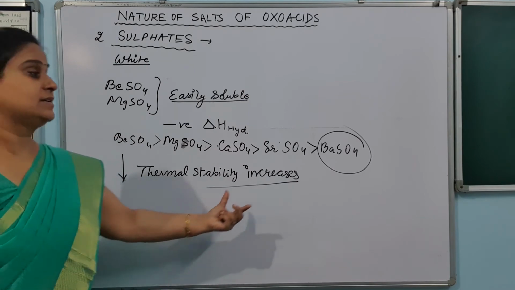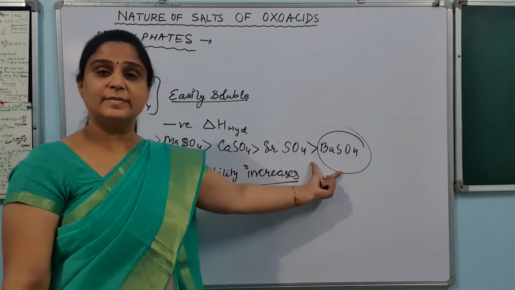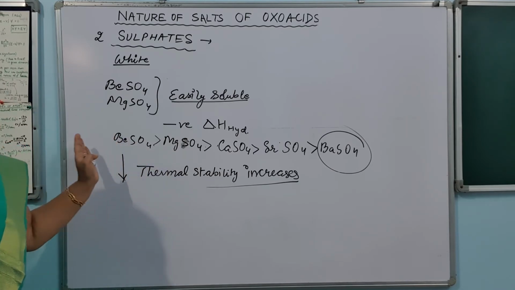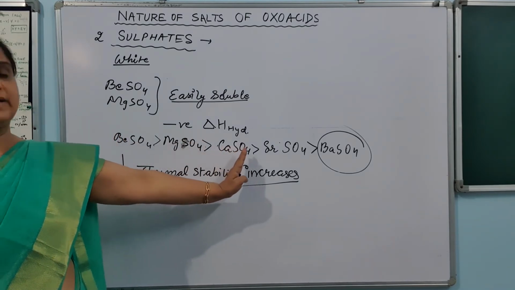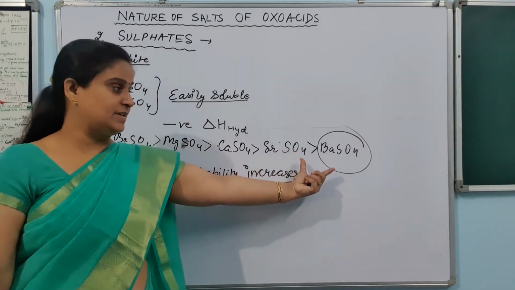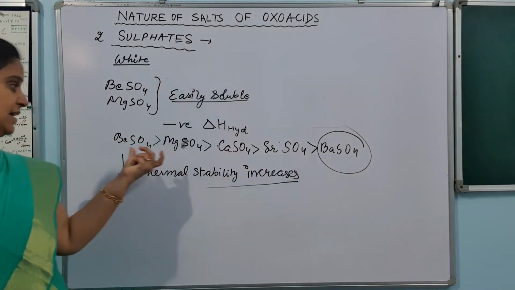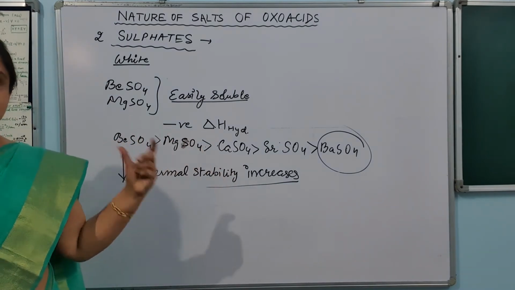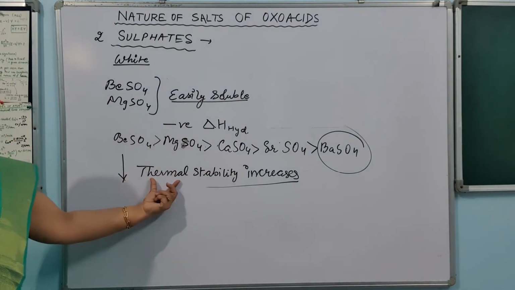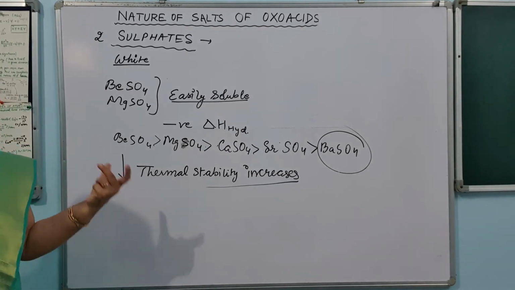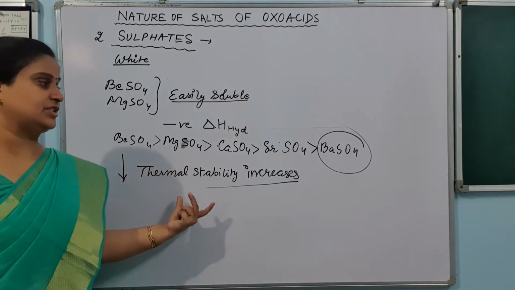मतलब क्या होगा? Barium sulfate will be most stable and this will be lesser stable. So when we move up to down, the thermal stability increases, बढ़ती जाएगी. So these compounds will be more stabilized and this will be least stable out of these sulfates. So in the second group, the thermal stability on heating, how they decompose, that changes up to down.